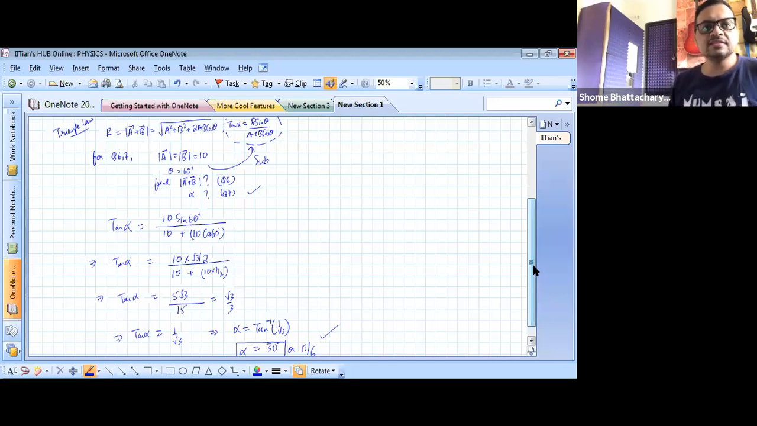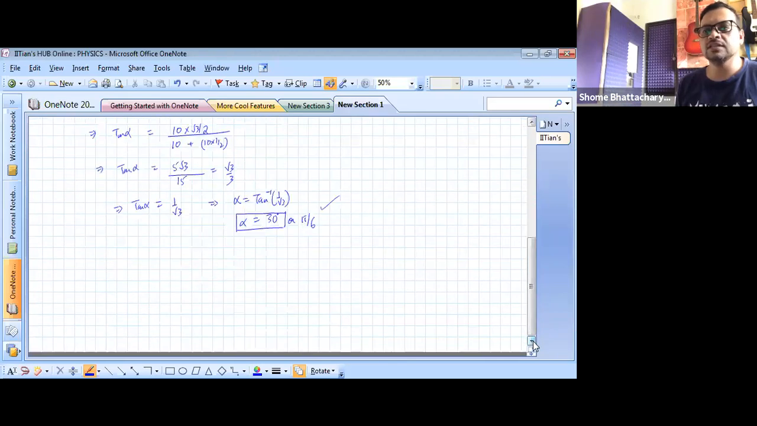Has anybody tried this by some other method, like the component method or anything? Because it is easily solvable by the component method also. That was the trick method I was telling you. We can also use the component method, though it's not necessary over here. It's quite an easy thing. So a couple more tricks I'll show you.